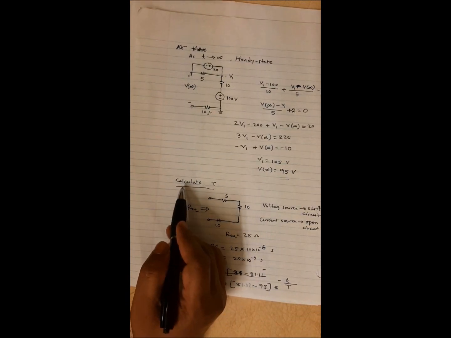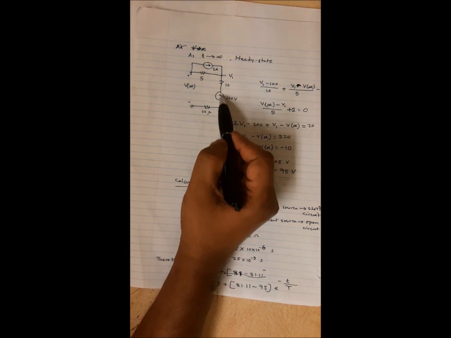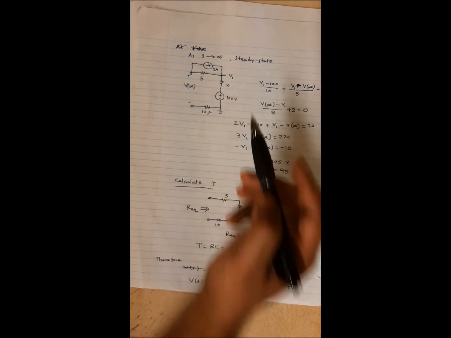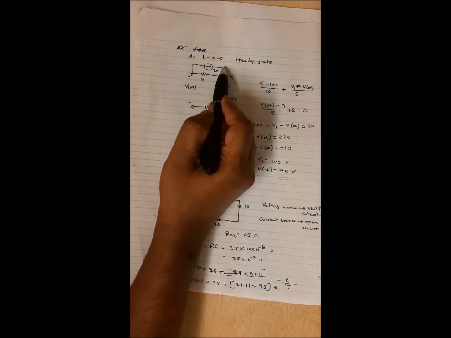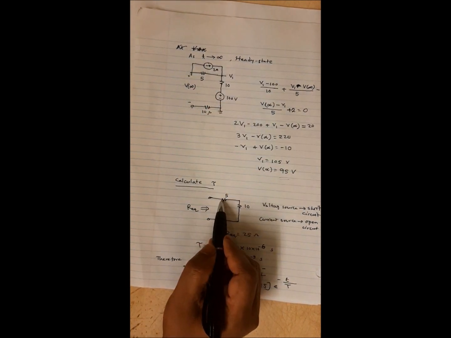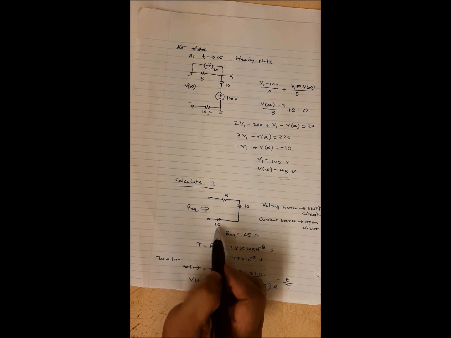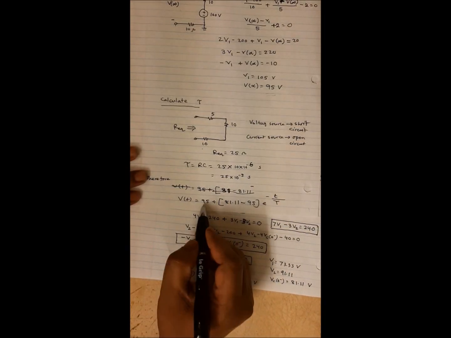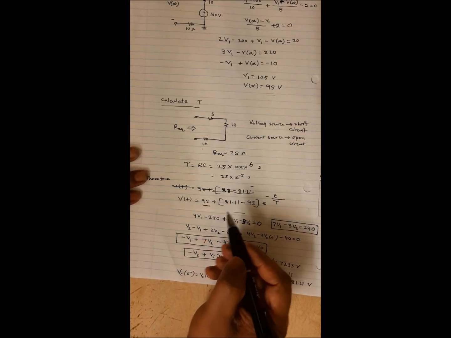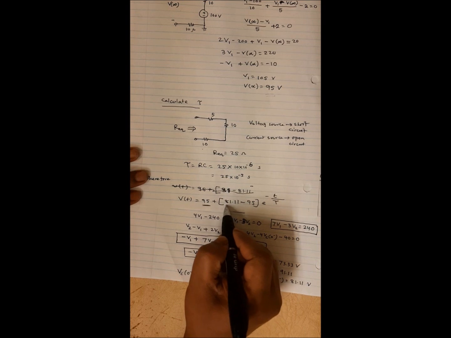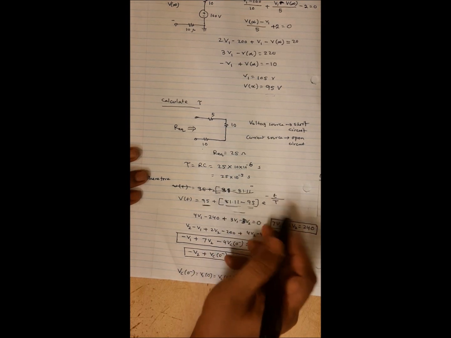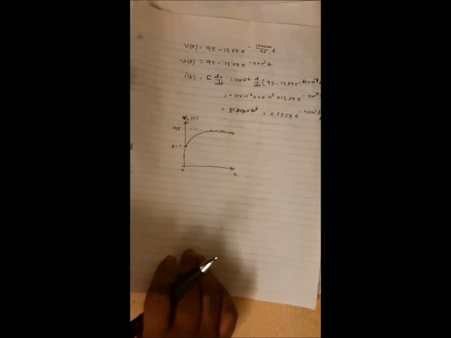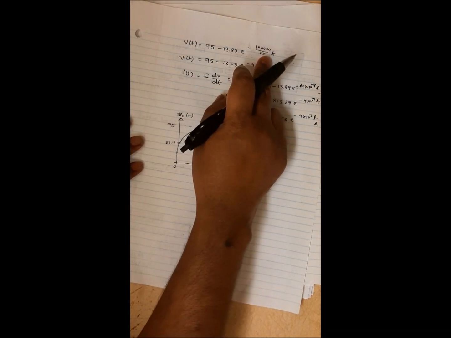Now for tau, I make the voltage source short and the current source open, and see the total resistance is 5, 10 and 10, 25. So RC will be this. Now we know the value is 95 for V infinity, and this is V0, this is V infinity. If you want to plot this graph, you got Vt equal to this.